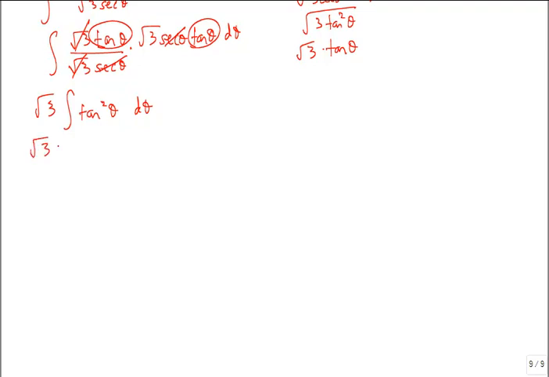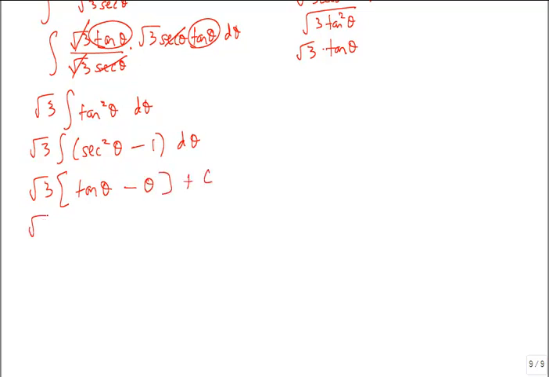So you need to have practice and experience with recognizing that once you get to here, you need to change it to secant squared theta minus 1, because the integral of secant squared theta is just tangent theta, and the integral of 1 is just theta. So this is root 3 tan theta minus root 3 theta. And actually I'm going to take off my plus c because this one did have some bounds. So now we're going to use some bounds here.